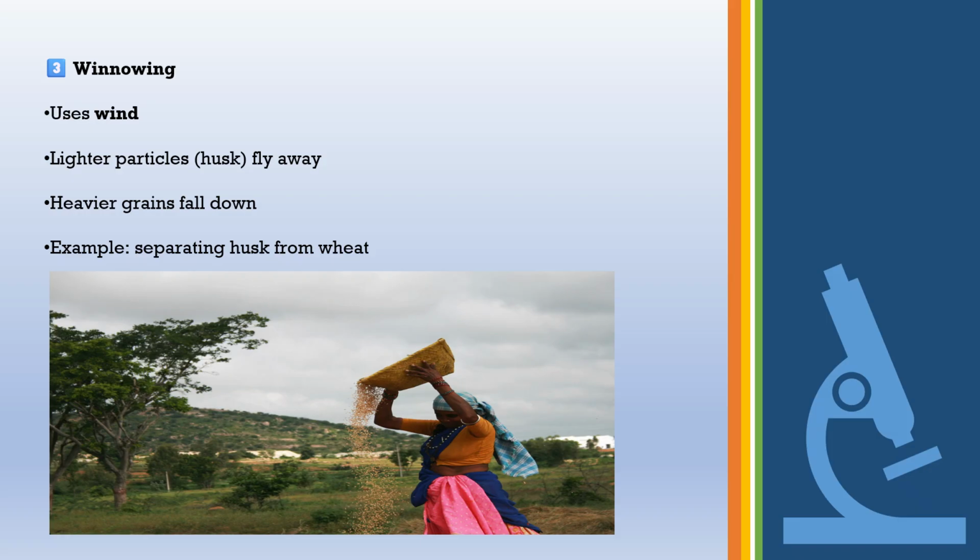Third one is winnowing. Winnowing is done using wind. The lighter husk is blown away by air, and the heavier grains fall down. This method is commonly used by farmers.